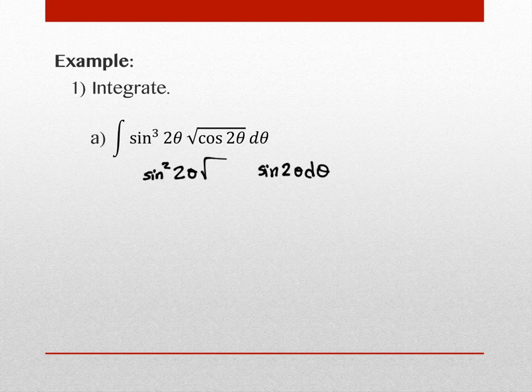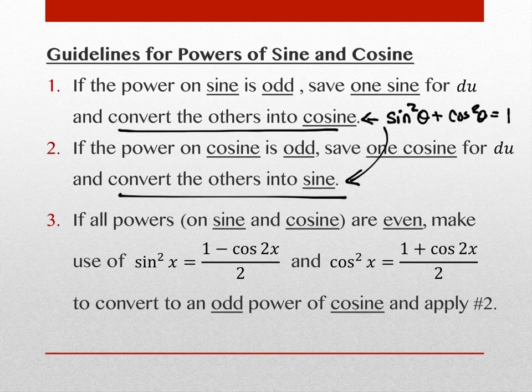And then the piece in the middle, that's still the cosine of 2 theta, doesn't change the moment. We'll figure out how to deal with that in a second. So this is the saving the sine part. But that's not all that guideline 1 said I'm supposed to do. I'm supposed to save a sine and what? Convert the other piece to cosine. So I want to use the Pythagorean identity to change sine squared into something that involves cosine instead.